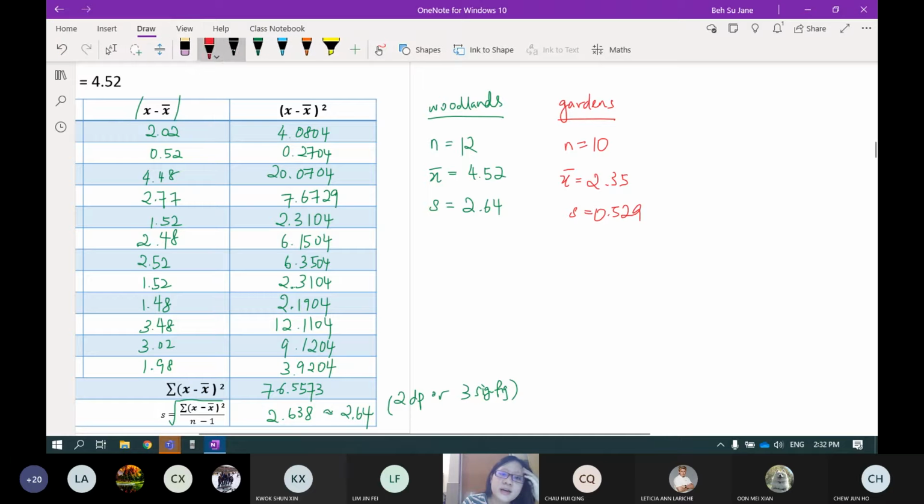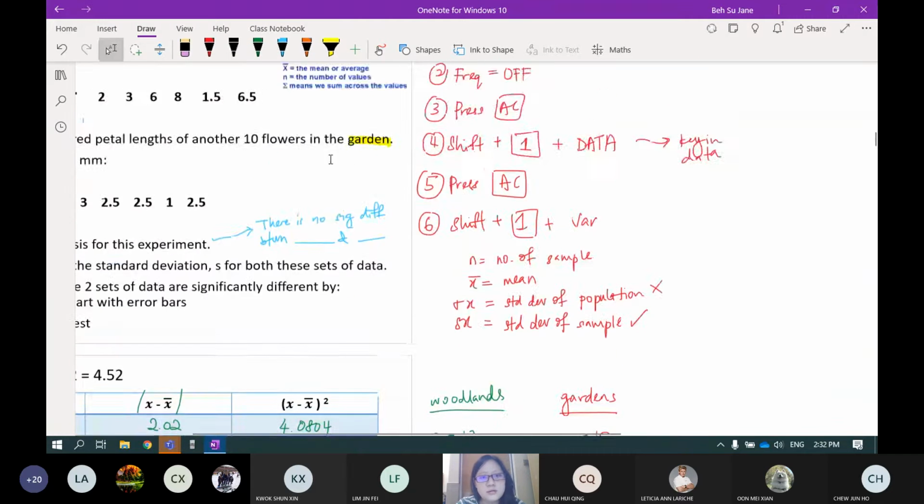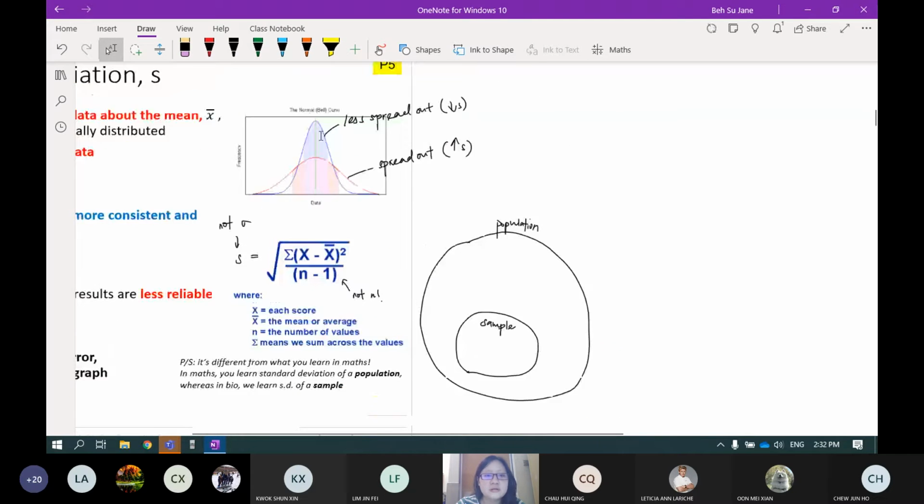We can tell that the Woodlands has a larger standard deviation, so this is less reliable. This smaller value is more reliable. This data set is more reliable. Why? Because the standard deviation shows you the spread of values around the mean.